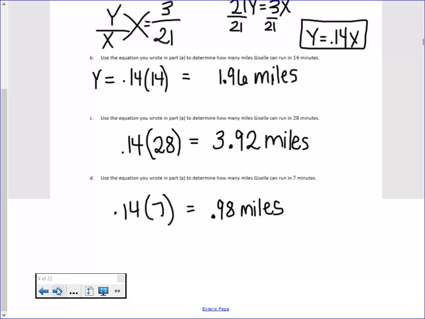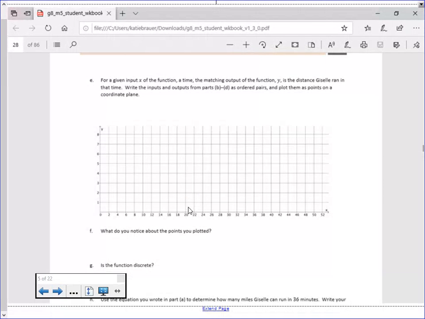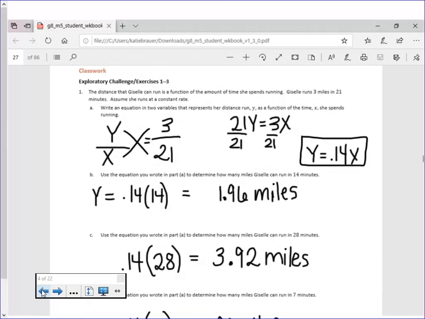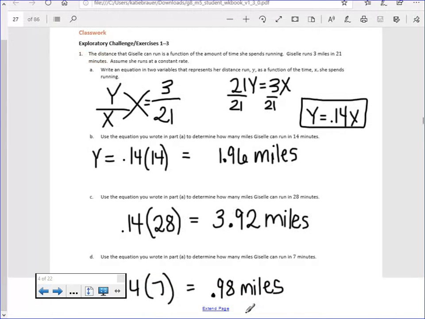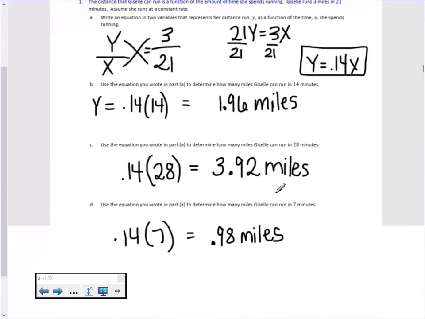That's pretty good. Okay, now I want you to graph this. So it says for any given input of the function, a time, the matching output is y. Write the inputs and outputs from part B through D in ordered pairs. So we're going to kind of round this up a little bit.